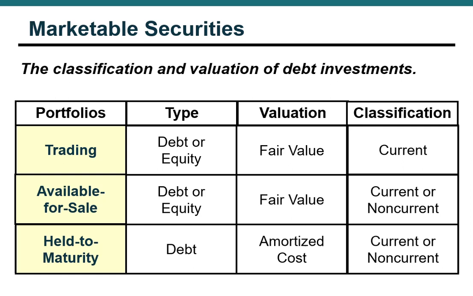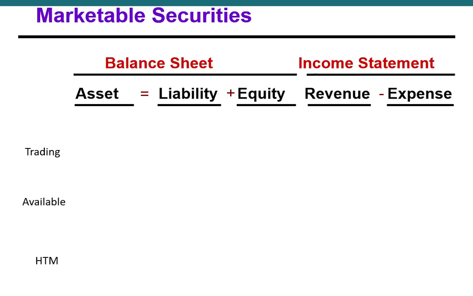Let's take a look at the idea or concepts behind these various classifications and their impact on the financial statement. We'll begin by considering our basic accounting equation. We've got assets equal liabilities plus equity, and we've got revenues minus expenses equaling net income. And of course, our balance sheet has to balance, and our income statement ties to our balance sheet through retained earnings and equity. Let's consider first the implications of valuing trading securities at their fair market value.